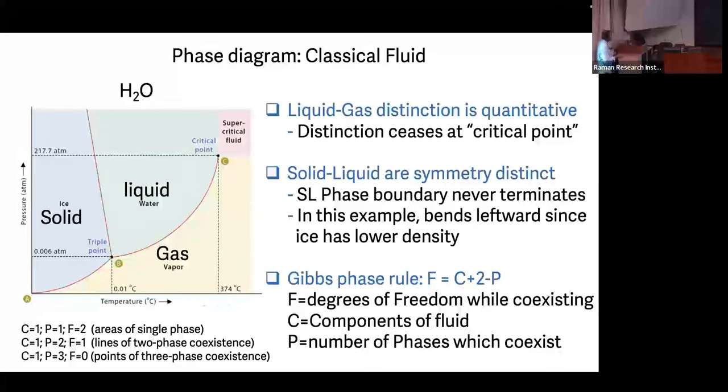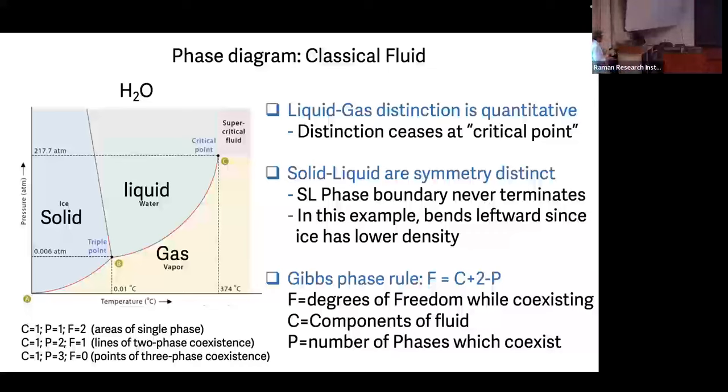So for example, if I look here, I would say, well, I'm in the gas phase, right? So the number of components is just one in this case, right? The number of phases which coexist is just one, right? And so you see that if I work out what F is, the number of degrees of freedom, C and P basically cancel, and you end up with 2, right? And that means I can vary 2 parameters, in this case pressure and temperature, while staying in the same phase.